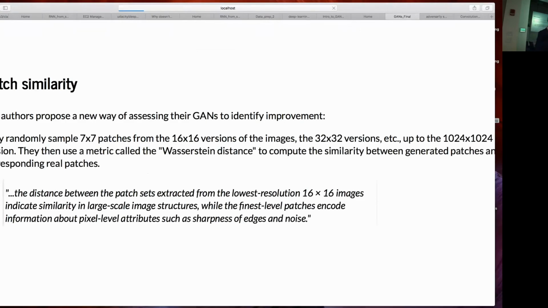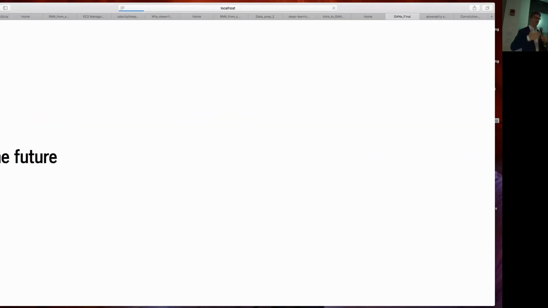Basically, they sampled patches from the 8x8 images, the 16x16 images, the 32x32 images, and so on. And they looked at how similar those patches were at all these different resolutions to images in the training set. I'll just read from the paper, they explain it well. The distance between the patch sets extracted from the lowest resolution 16x16 images indicates similarity in large-scale image attributes, while the fine-level patches encode information about pixel-level attributes, such as sharpness of edges and noise. So they use that metric, and they score their GANs against a bunch of others and show that they're also better. So I think it's interesting to think about how you score these things.